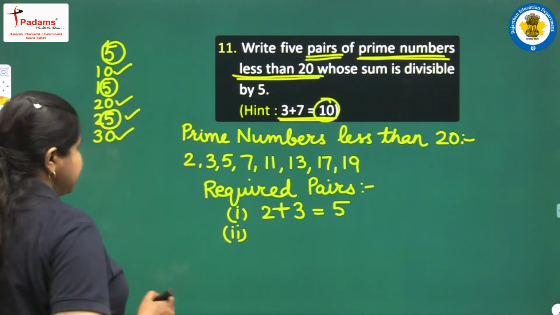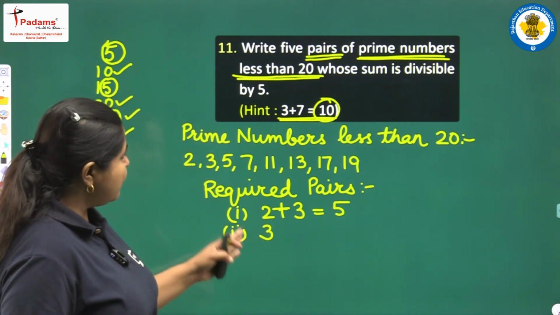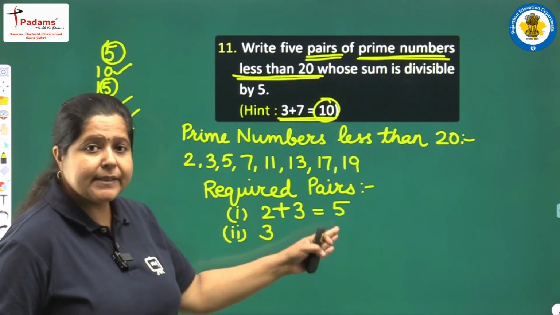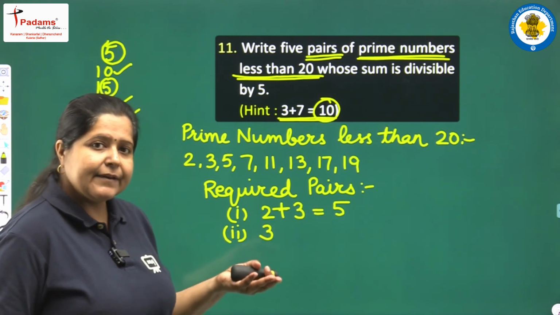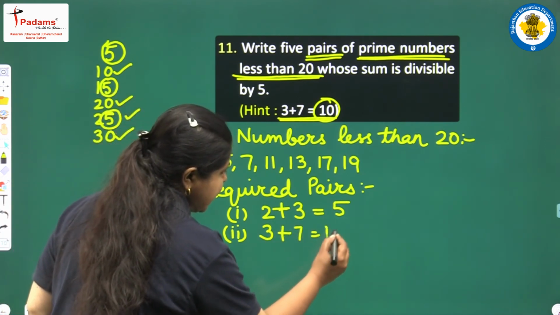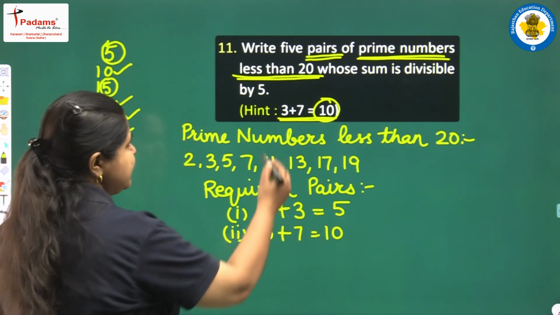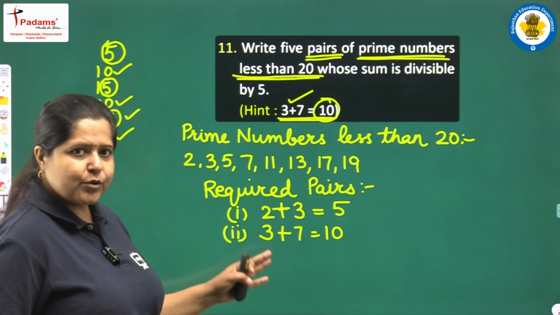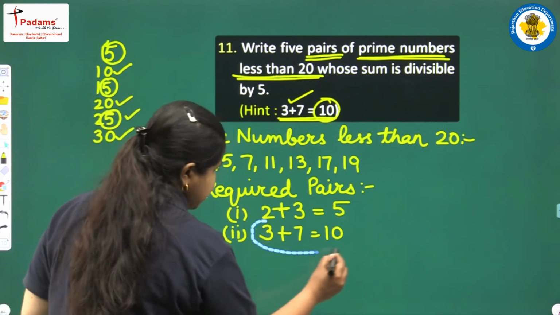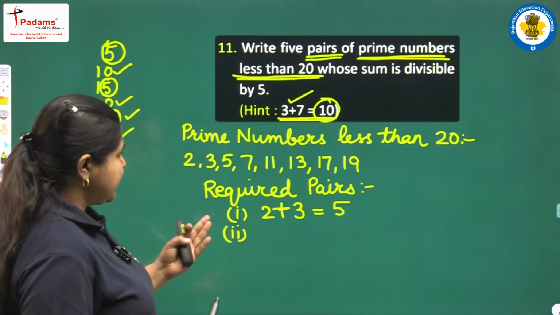Let us take some other number. Let us take 3. And now, what should be added to 3 so that we get a sum which is divisible by 5? If we add 7, we will get 10, which is clearly divisible by 5, but this we already have been given in the question. So, we will not take this pair. Then we look out for some other pair.